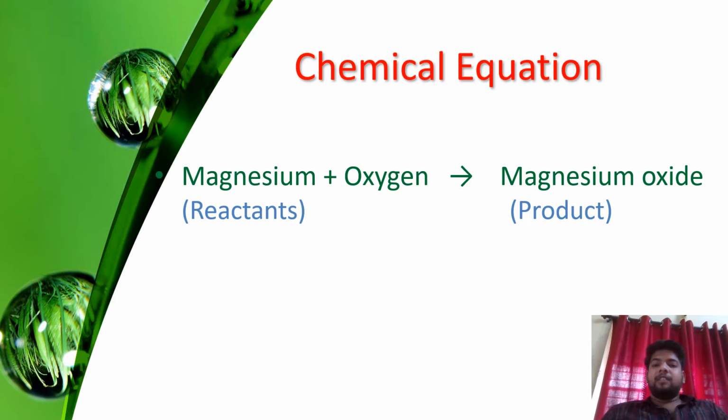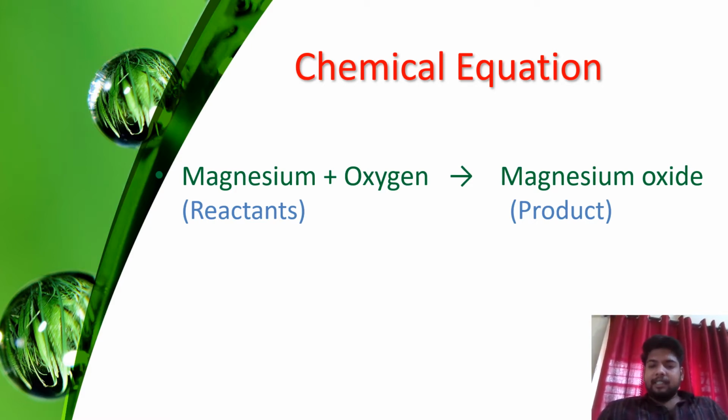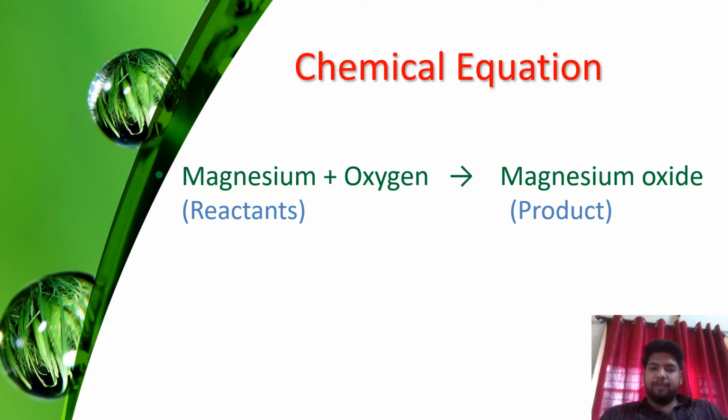Okay, so this arrow indicates the direction of reaction. The reaction is proceeding from the reactants to the product. So what is a reactant and what is a product? Reactants are the substances which undergo chemical change, and the product is the substance which is newly formed.